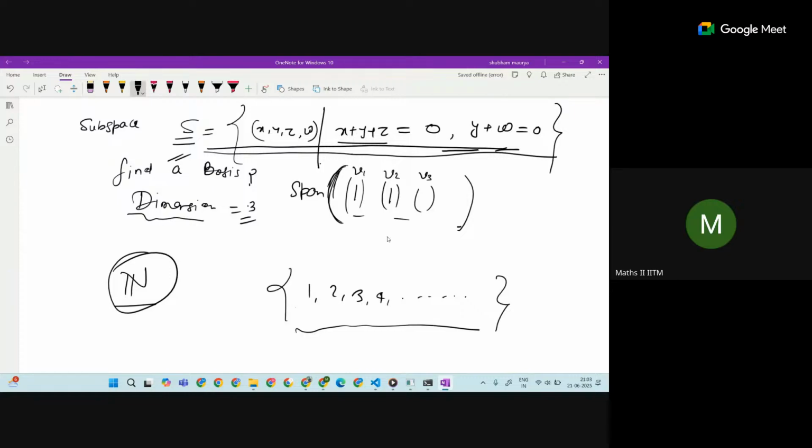So this is the only dimension that tells you how many vectors are in the basis. Okay. So let's start finding the basis here. I want to find the basis of this subspace.